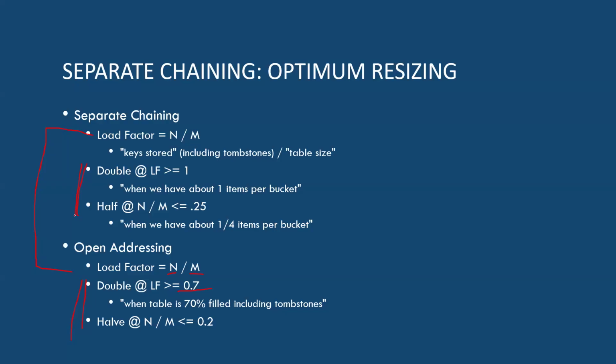Okay, these questions do come up. These values sort of float around. Sometimes it's 0.25 to 0.75, depending on where you're looking, but that's generally the range at which we would do that.